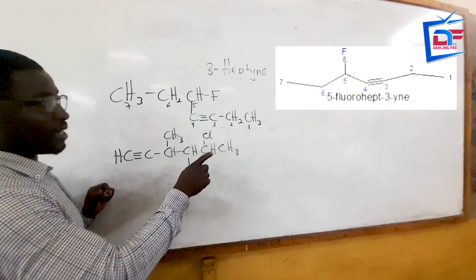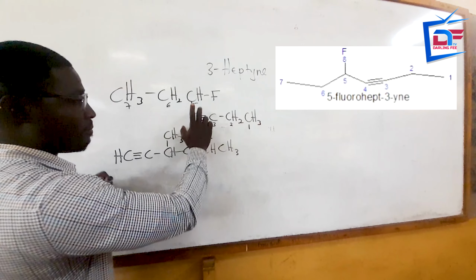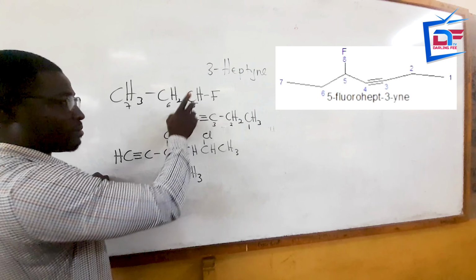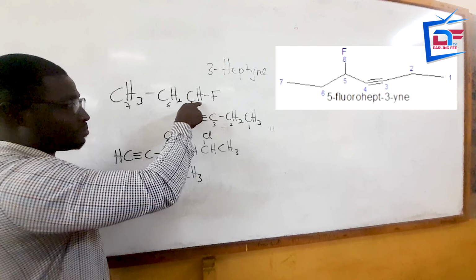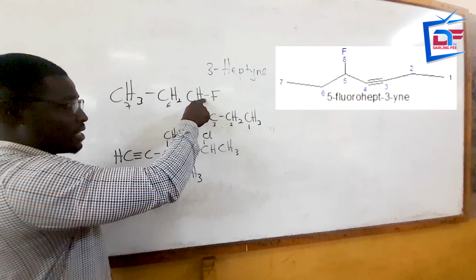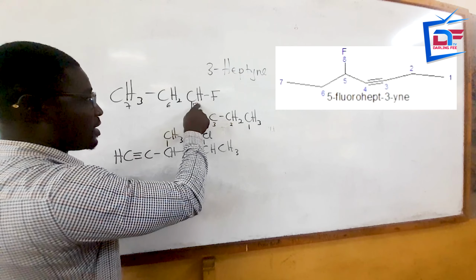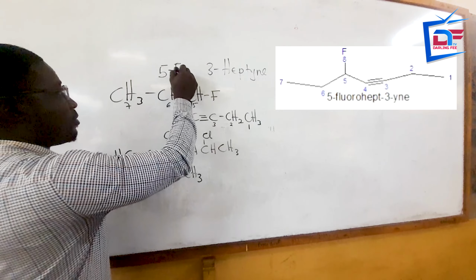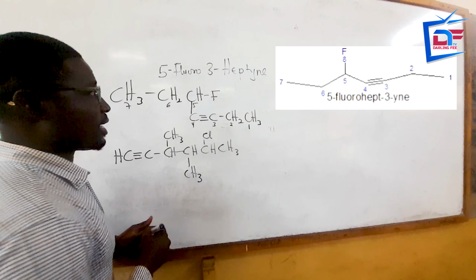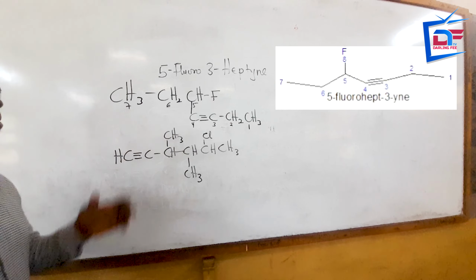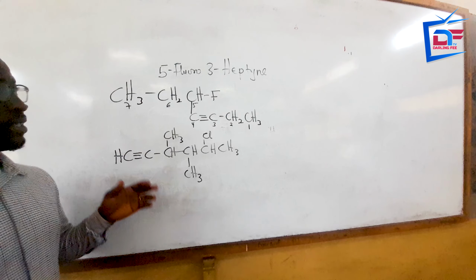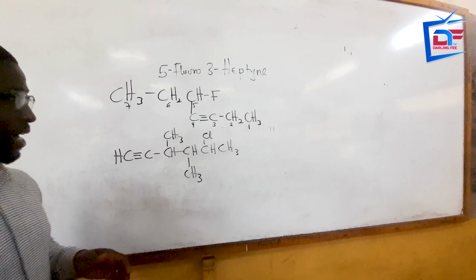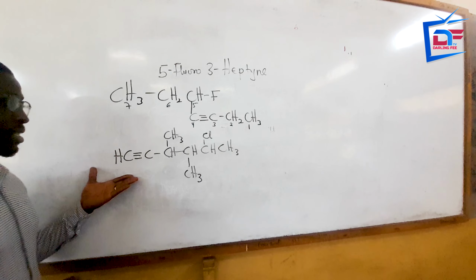That is giving us the parent name. By looking at the chain here, which is a branched chain, we have fluorine on the 5th carbon, so that is going to give us 5-fluoro-3-heptyne, or we can say 5-fluorohept-3-yne.